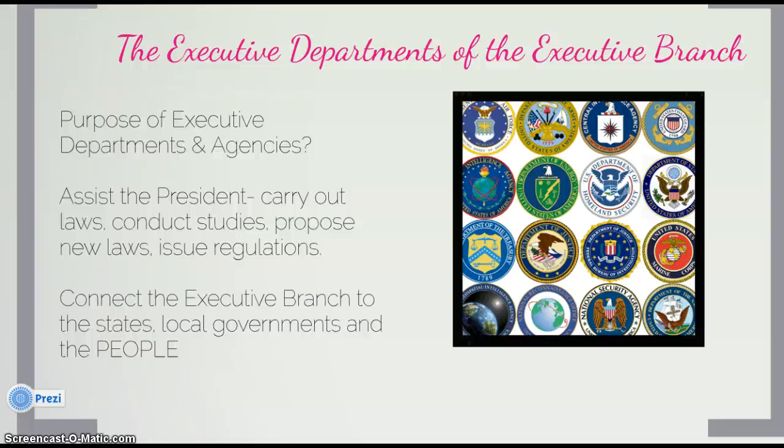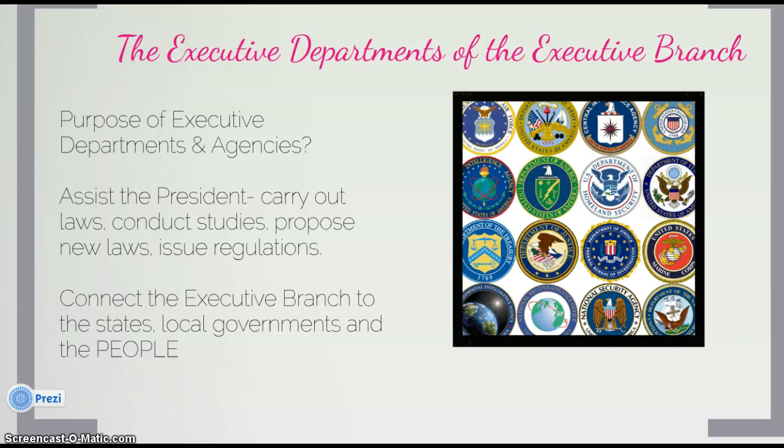You can see the name of the department, the year that it was created, the goals and functions of each of the departments. And so we'll be looking a little bit more into that and doing some kind of activity in class. But if you do want to look at that, you can see these 15 symbols and the departments. So let's go into this.